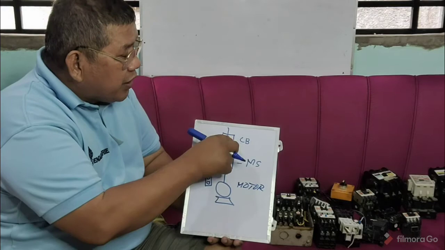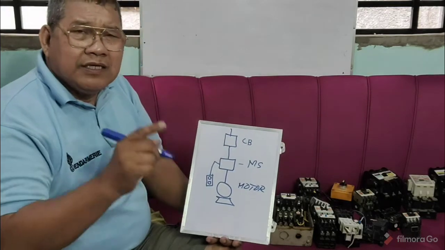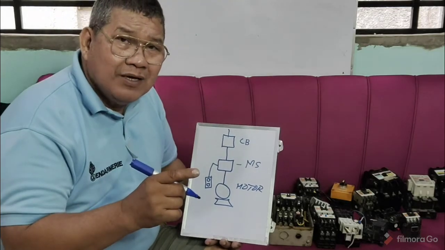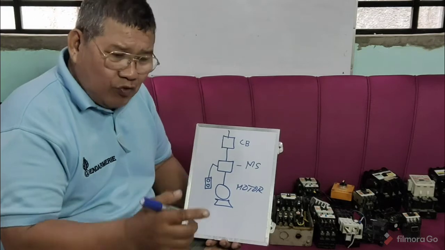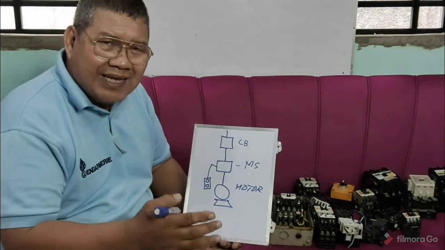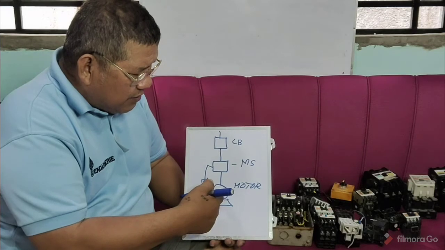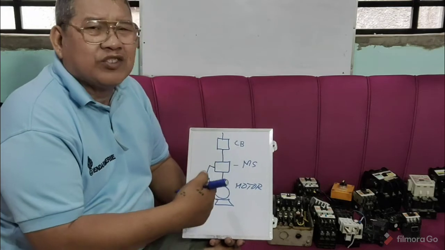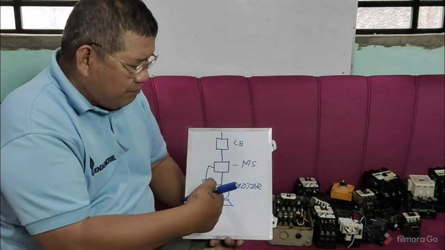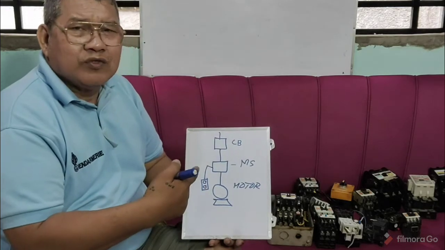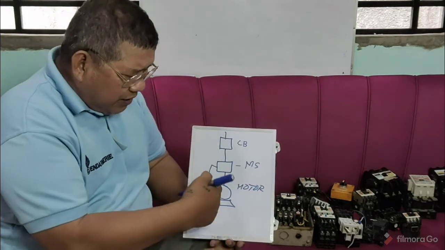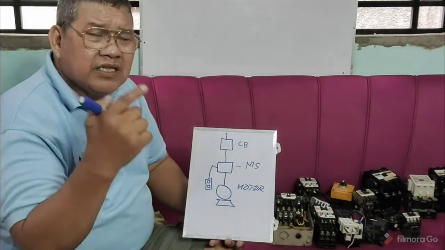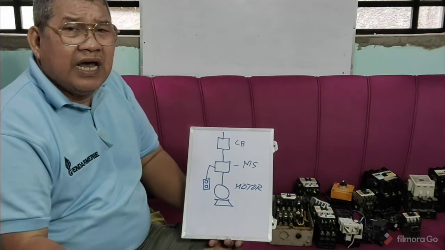Again, we have the circuit breaker. Now, what is the purpose of the circuit breaker? The circuit breaker is also known as the overcurrent protection or overcurrent device. So when there is excessive current flowing in the circuit, or maybe the motor is overloaded because there is too much load that you put there, then of course there is what we call an overload. And if there is a short circuit, that is excessive current flowing in the circuit, and that is considered an overcurrent.